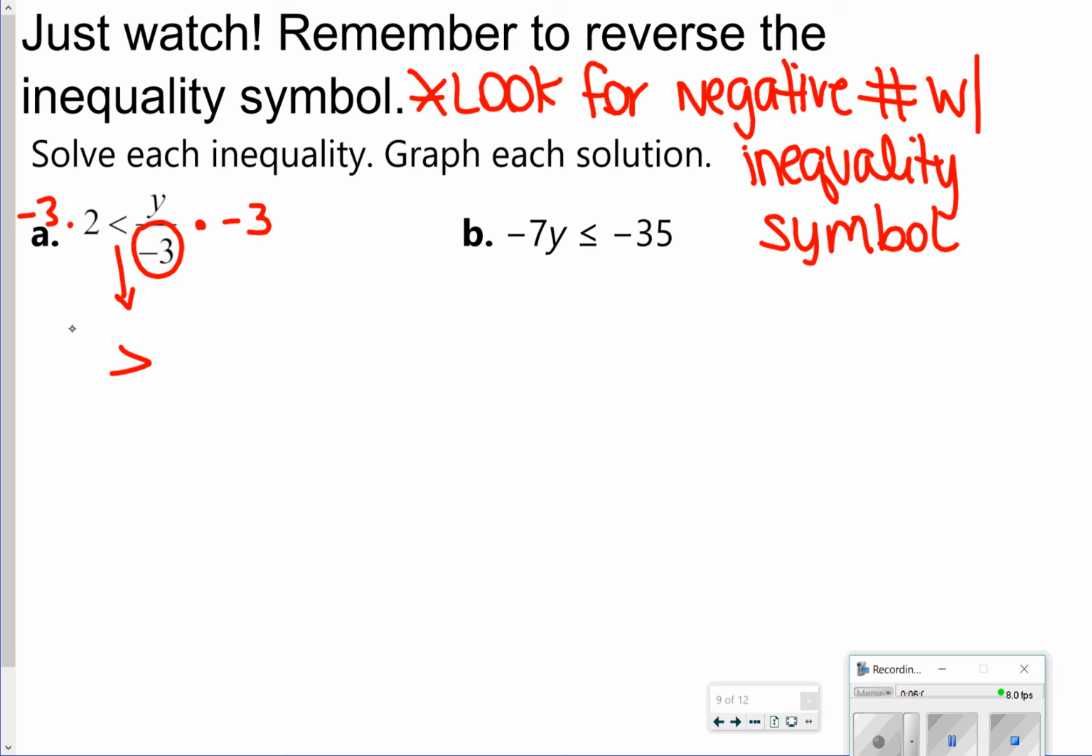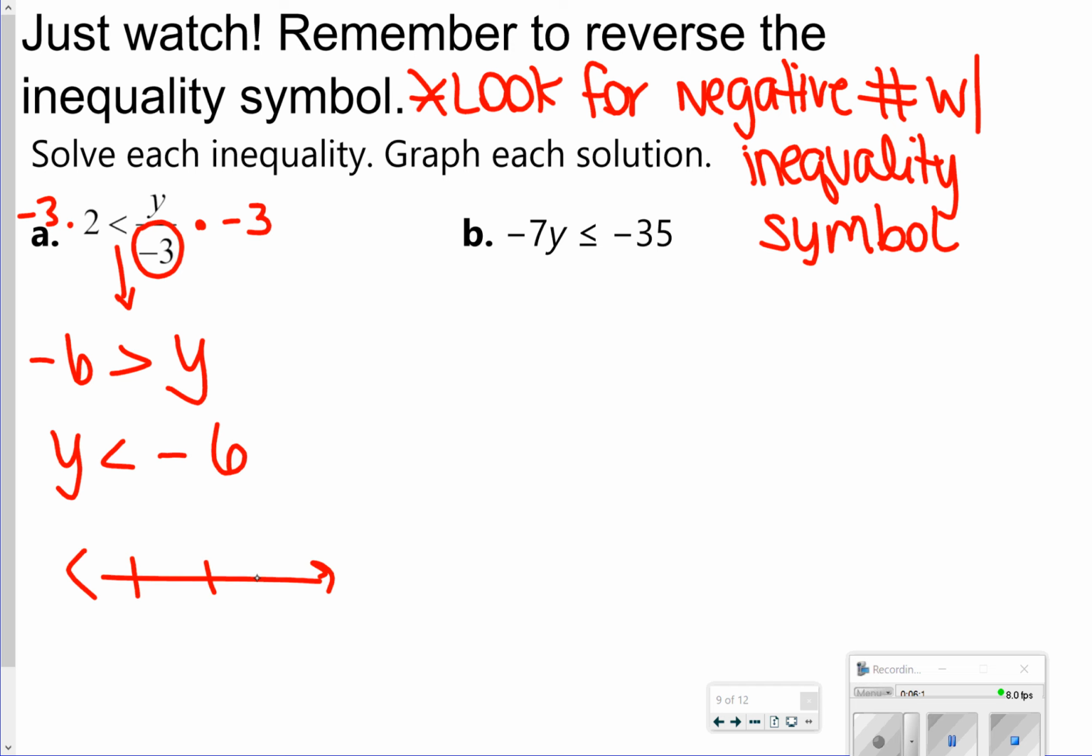-3 times 2 is -6. And then these 3's cancel out, so I'm left with on the right side is y. Okay, I would rewrite this so that it's easier to graph. So now I'm going to have y is less than -6. So open circle pointing left.